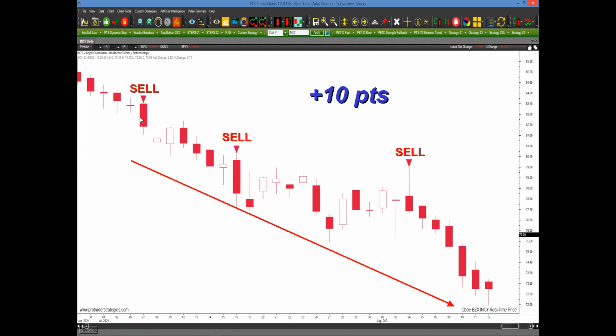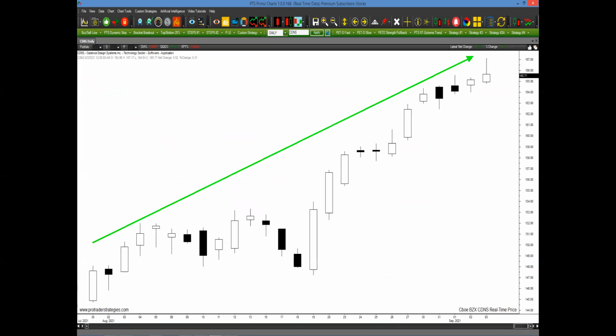All right, this was coming into August. Let's look at this example in CDNS, all right? Now, obviously, we're in an uptrend. How well do you think you would have done trying to sell into this, looking for reversal patterns with candlesticks? I don't think very well, right?